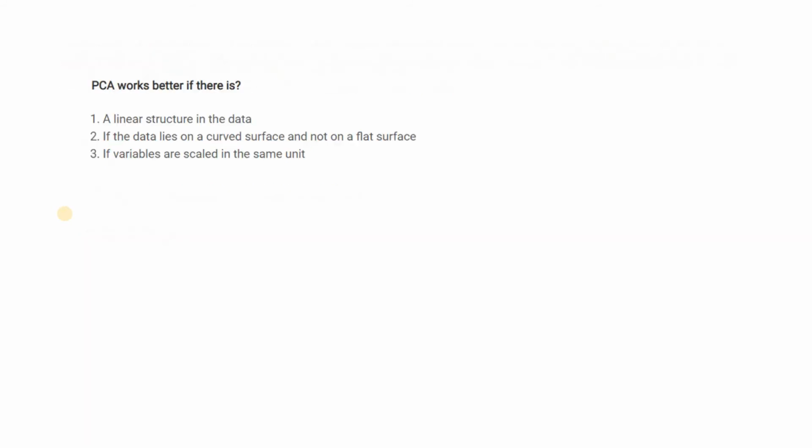Okay, now coming to the next question. PCA works better if there is option A, a linear structure in the data. Option 2, if the data lies on a curved surface and not on a flat surface. Option C, if the variables are scaled in the same unit. Pause my video, try to think about the correct answer, and remember this is multiple option correct. Okay, so no doubt the correct answer is going to be option 1 and option 3.